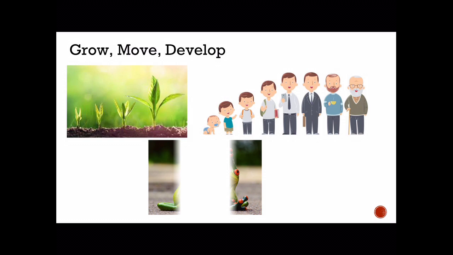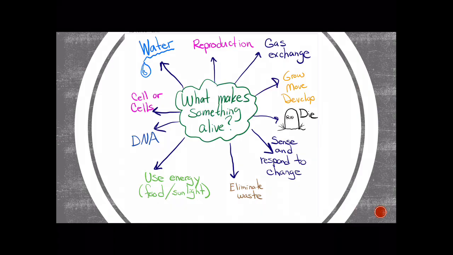Okay, so overall, this is what I need you to place into Notability. I need you to title something, what makes something alive, and I want you to draw arrows and kind of recreate this graphic inside Notability.